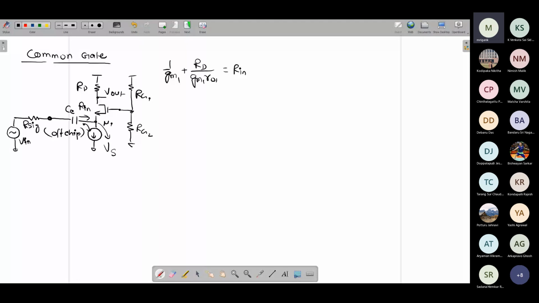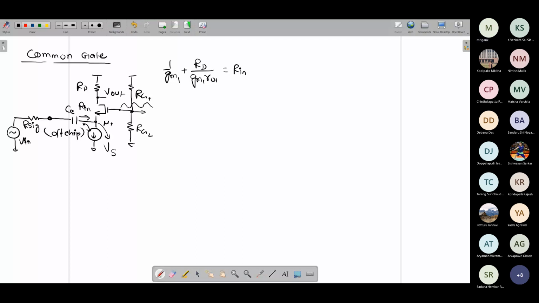You can assume that this gate is at a DC value, and in terms of AC it is going to be ground. But if you simulate this circuit, you will still see some signal coming at the gate. If you apply a signal at the input, you get a good gain at the output, but this point will have some signal. It will not be AC ground. Why is that?